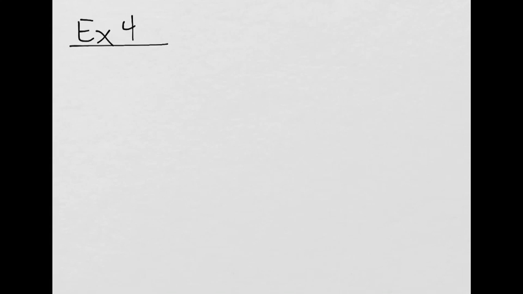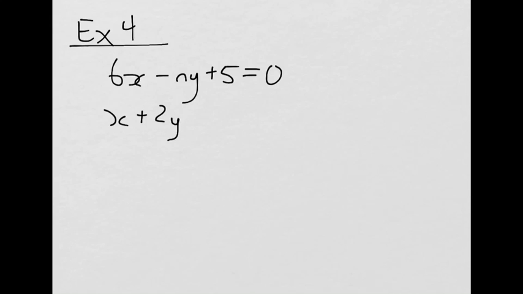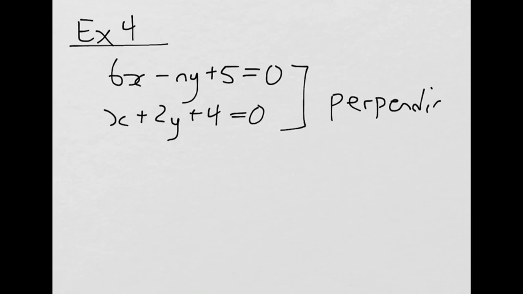Example 4, we're going to find n again. So we got two lines, this one and this one, and they are perpendicular. What is the value of n? We're trying to find out what number this is right here.